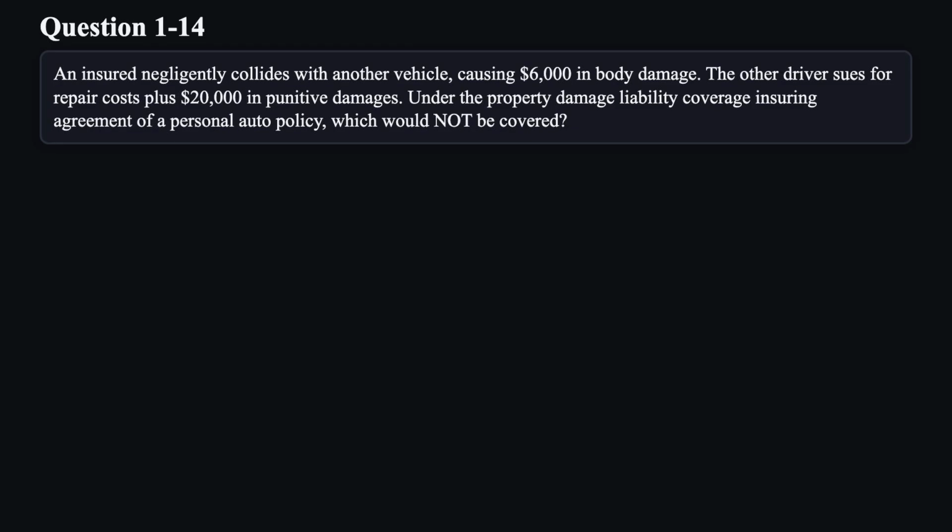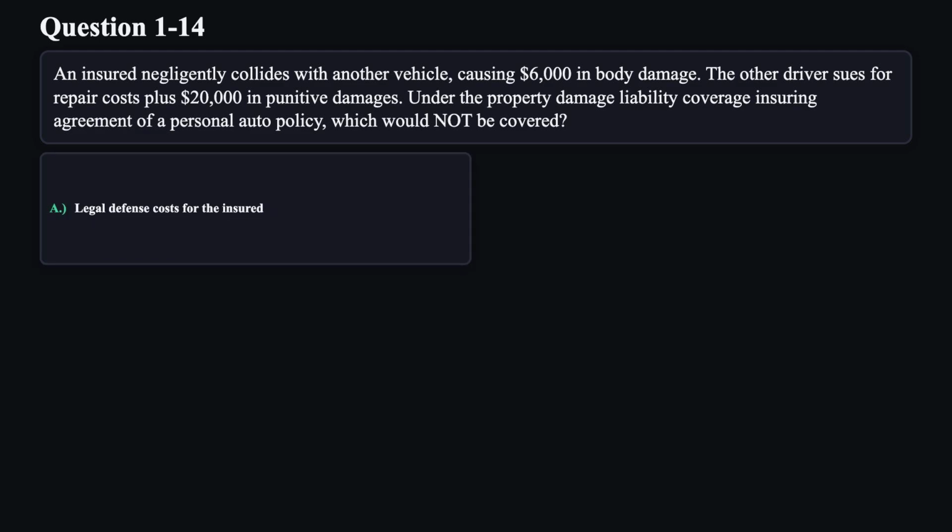Question 14. An insured negligently collides with another vehicle, causing $6,000 in body damage. The other driver sues for repair costs plus $20,000 in punitive damages. Under the property damage liability coverage insuring agreement of a personal auto policy, which would not be covered?